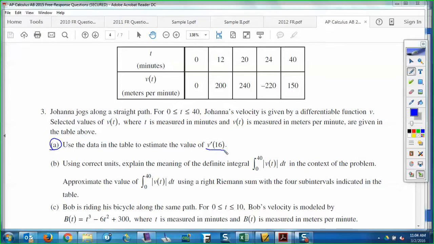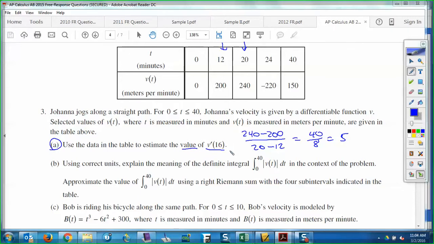How would you estimate v prime of 16? V prime means derivative, right? How would you find the derivative at 16? Pick these 2 points and do a slope. So 240 minus 200 over 20 minus 12. 16's right in between there. 40 over 8, which is 5. It didn't say anything about units. It just said the value. But if it were me, I think I would put units just for the heck of it.